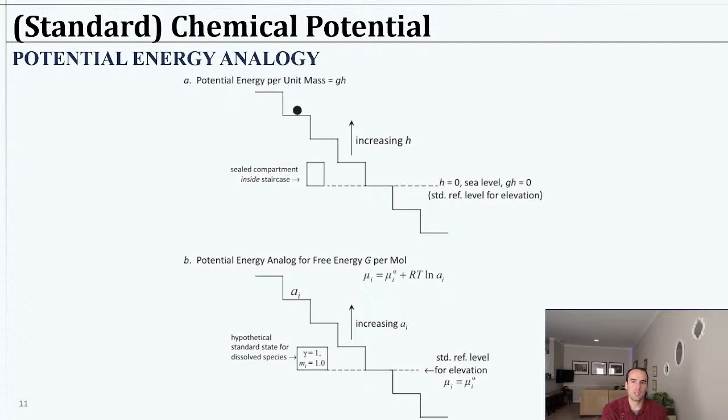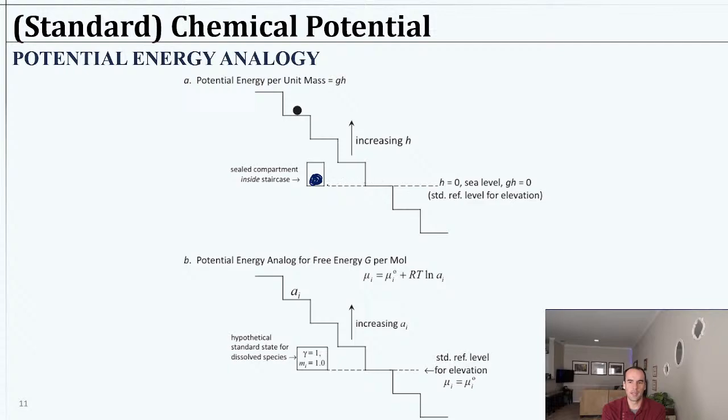And this is potential energy per unit mass. So that's why in this example the mass doesn't really matter, because we're saying per mass. Per mass, it's g times h. Of course, to get that raw energy, we'd multiply that by mass. Okay, so we can define, for example, a little sealed compartment inside the staircase and say if the ball was right here, then that's the standard condition.